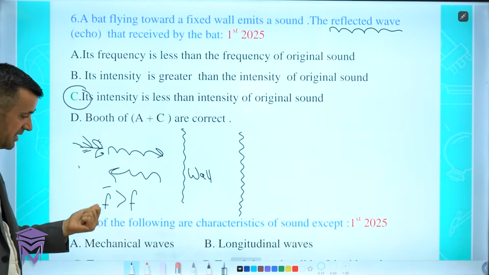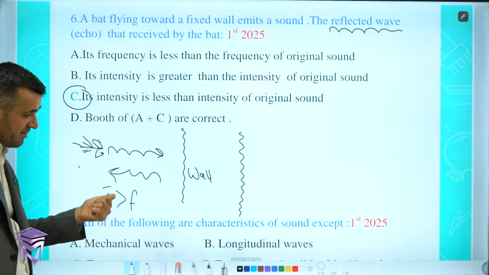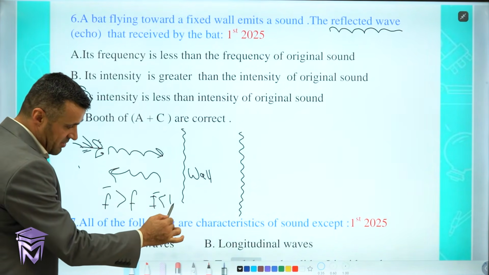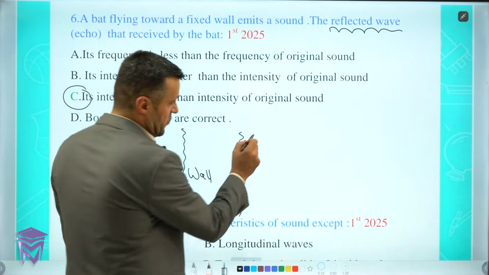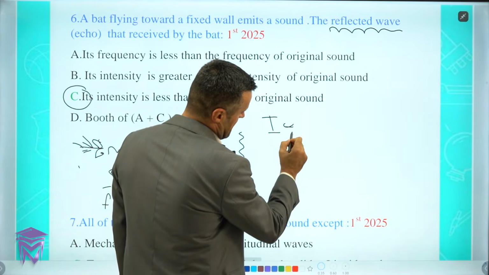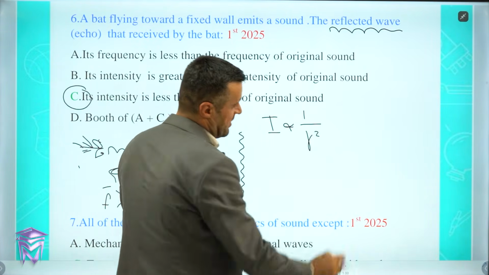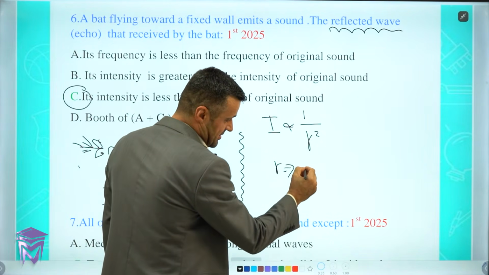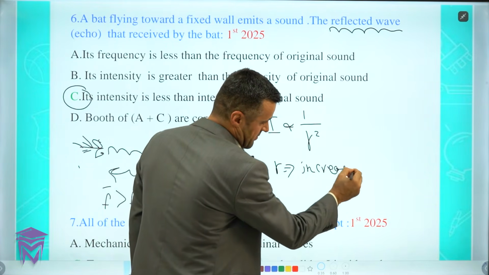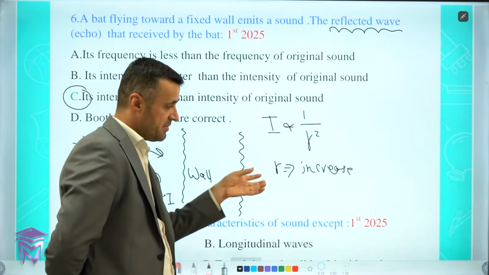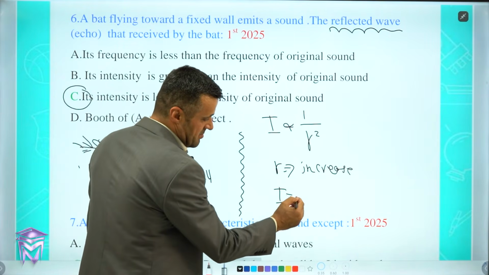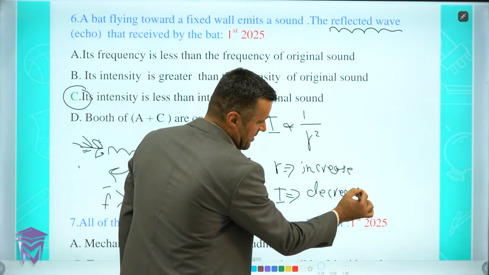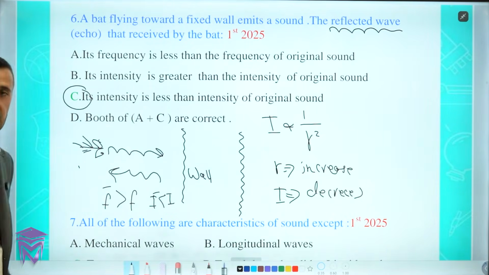Why? Because F dash is always larger than F, but the intensity I dash is always smaller than the original. Why? Because we know that the intensity of sound is inversely proportional to the square of the distance between the source and the point. So the distance in this question is increased. Because R is increased, I must be decreased or increased? Must be decreased. Therefore, we can select option C.